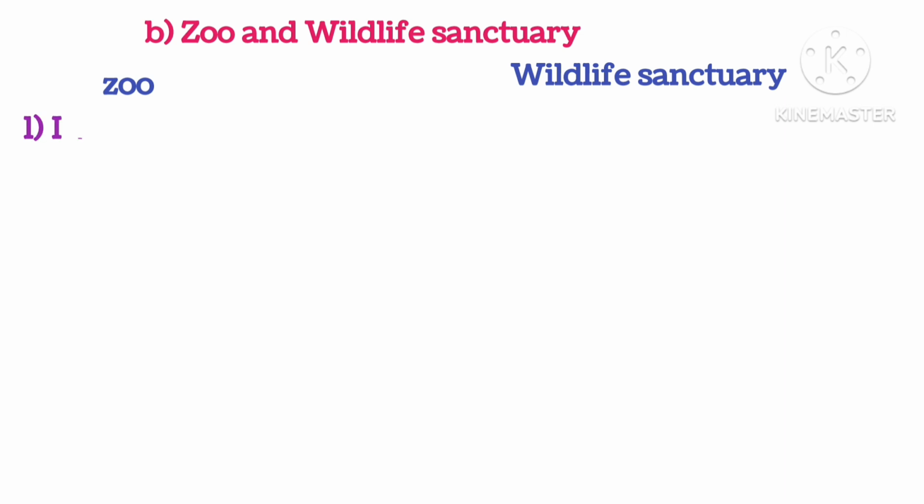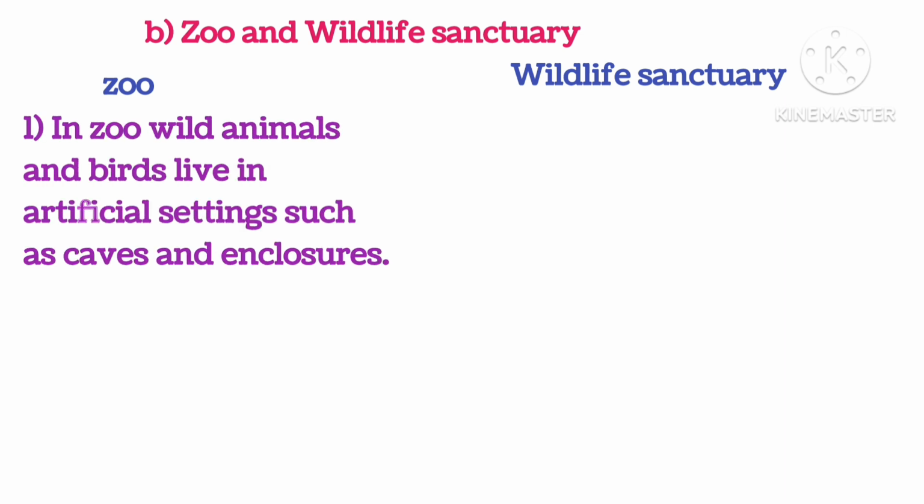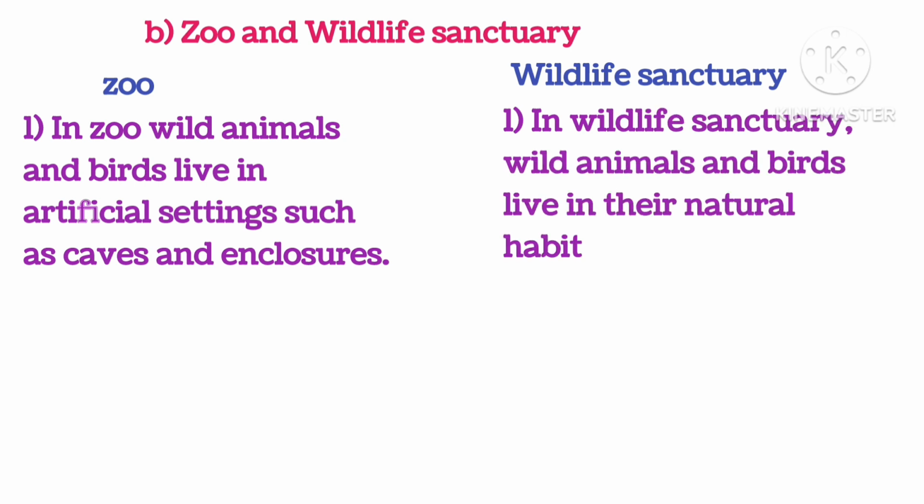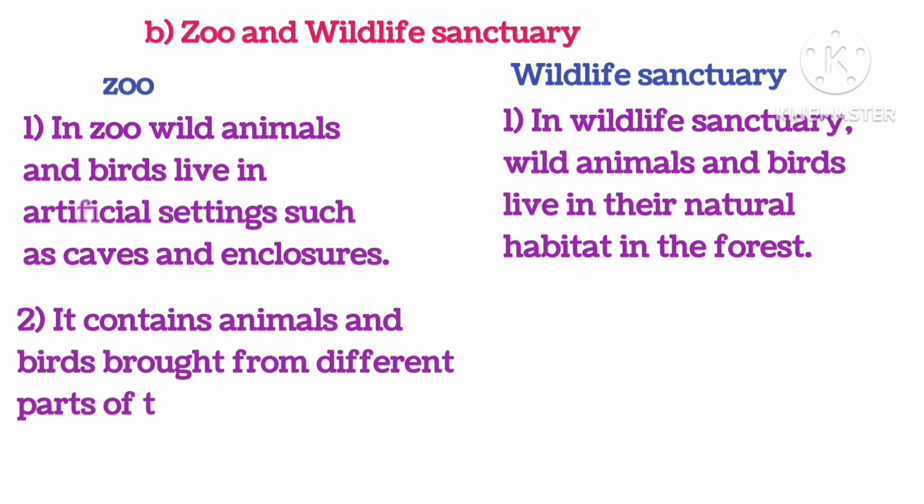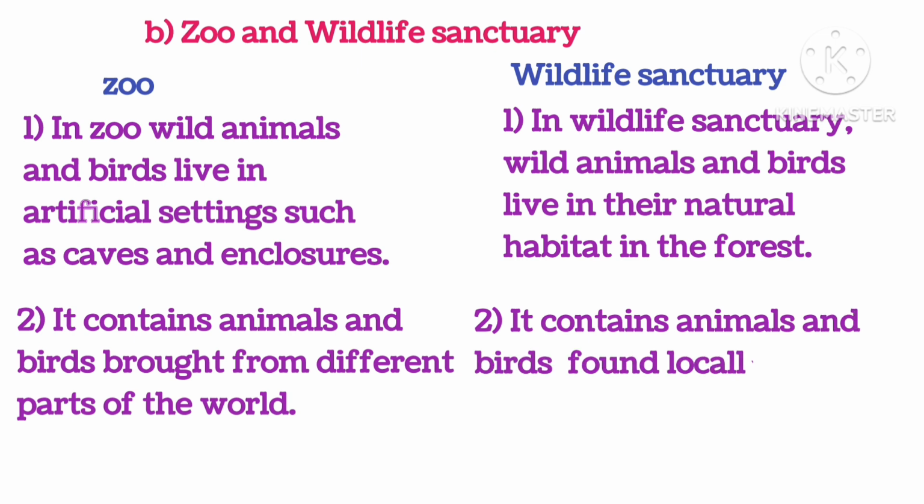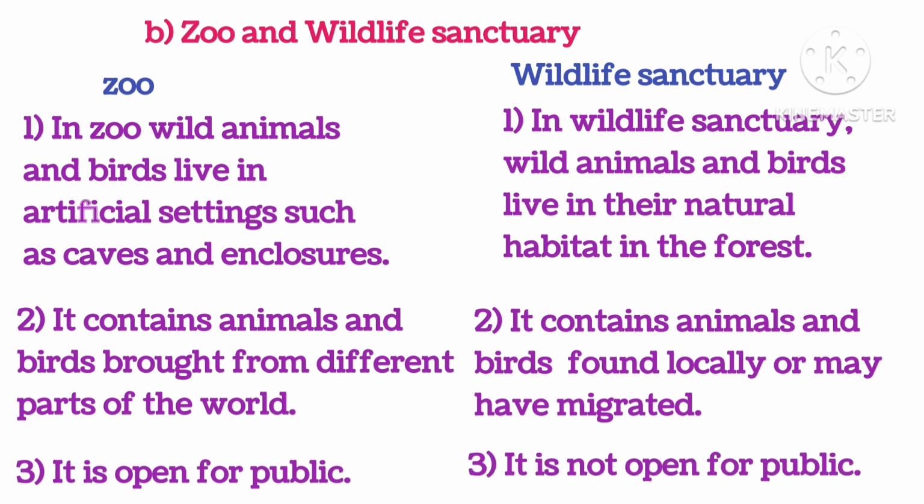Between zoo and wildlife sanctuary. In a zoo, wild animals and birds live in artificial settings such as cages and enclosures. In wildlife sanctuaries, wild animals and birds live in their natural habitat. A zoo contains animals and birds brought from different parts of the world. A wildlife sanctuary contains animals and birds found locally or that may have migrated. A zoo is open to the public. A wildlife sanctuary is not open to the public.